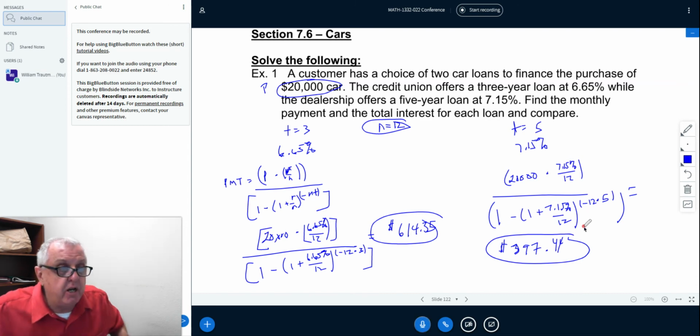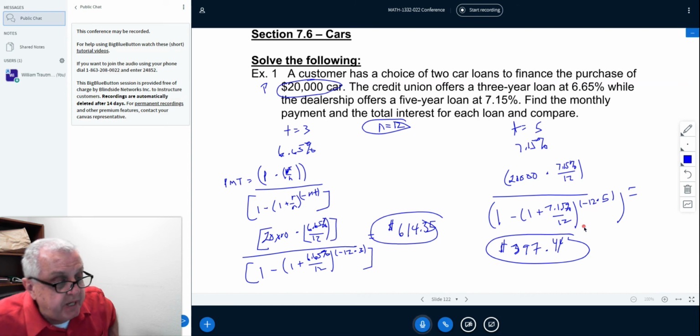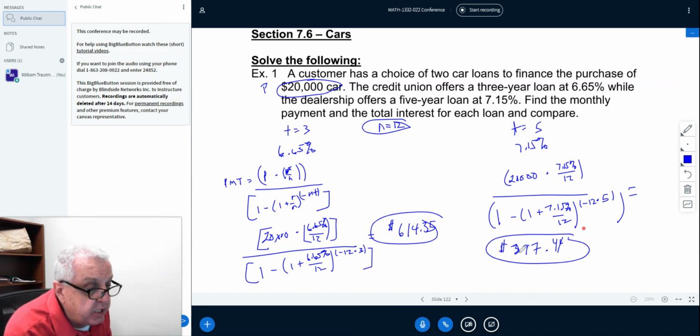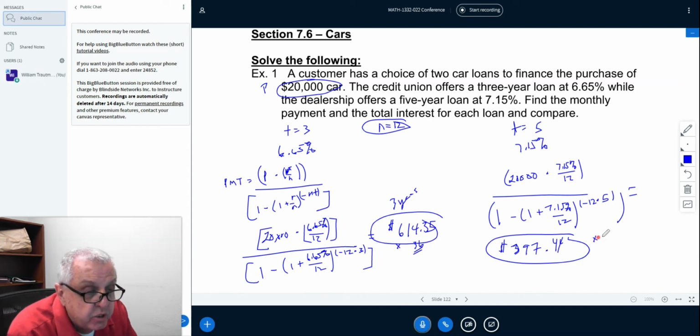Find the monthly payment and the total interest for each loan. Well, we know we paid 3 years, which is 12 months each year. We made 36 payments. Do you see? 3 years is 36 months of payments. So there we did 36 months of payments. Here we did 5 years of payments times 12. We did 60 months of payments.